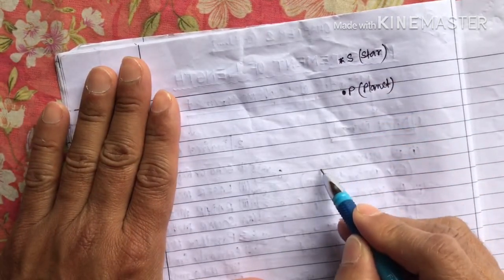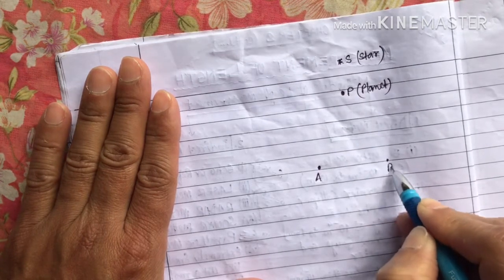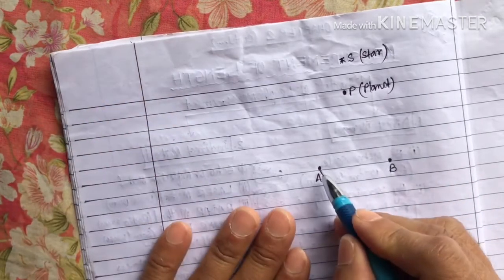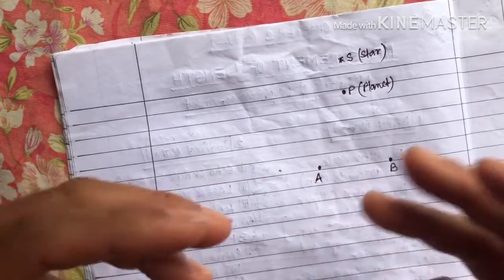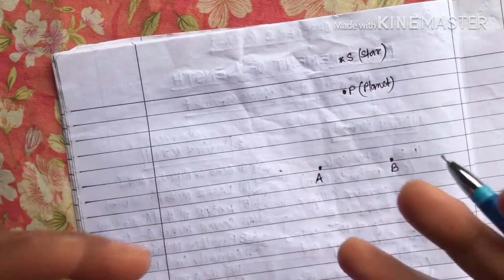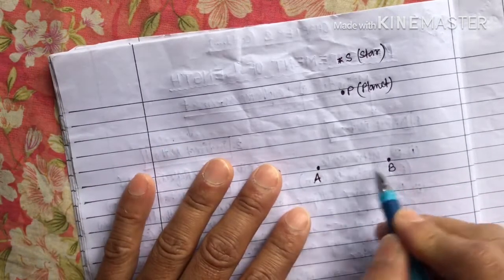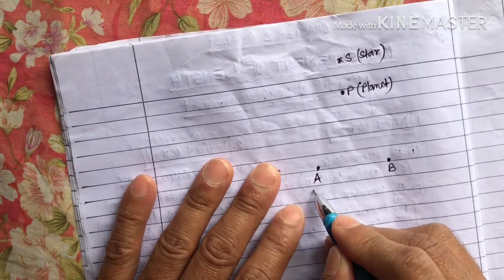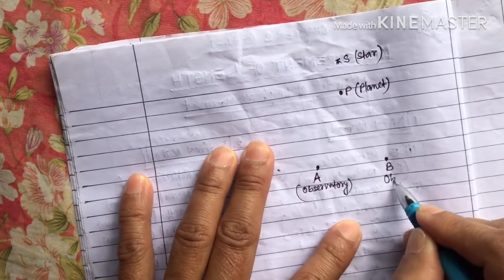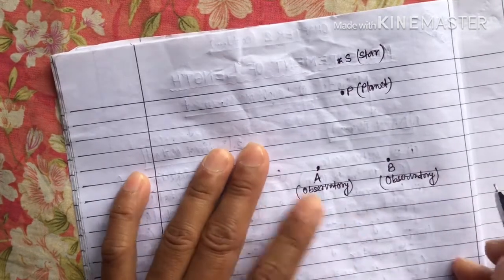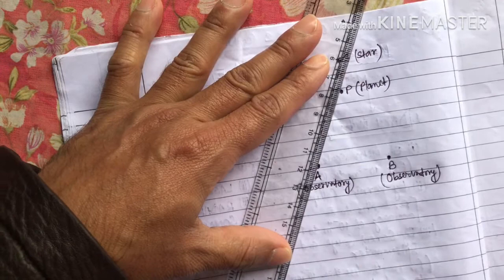Now I'll mark one point here, point A, and somewhere here I'll mark point B. These are the two different places, place A and place B. We were talking about the parallax method, so that principle or methodology is what we are learning now. A and B are two places, called observatories. This is one observatory and this is the second observatory, and from these two observatories we are observing this planet.